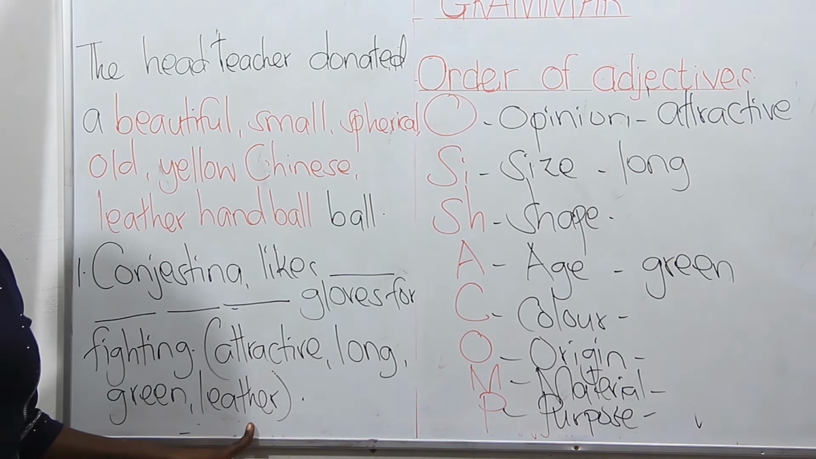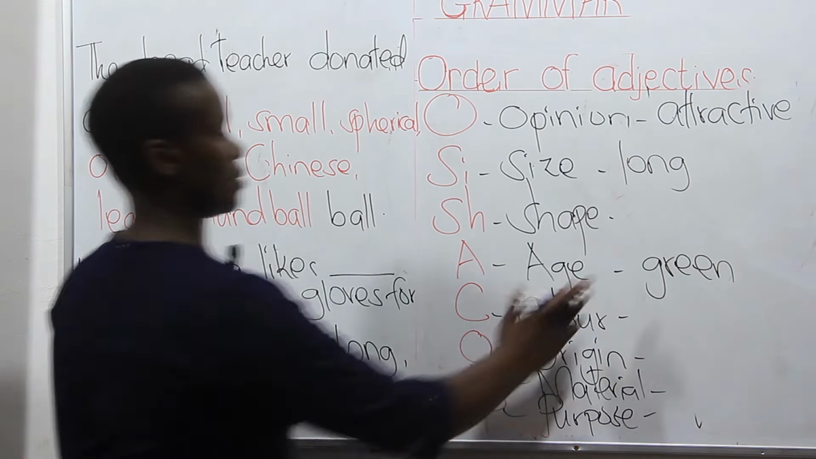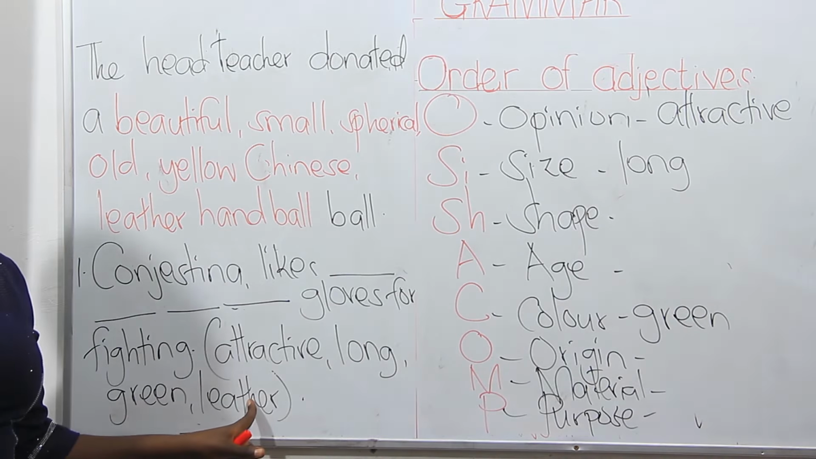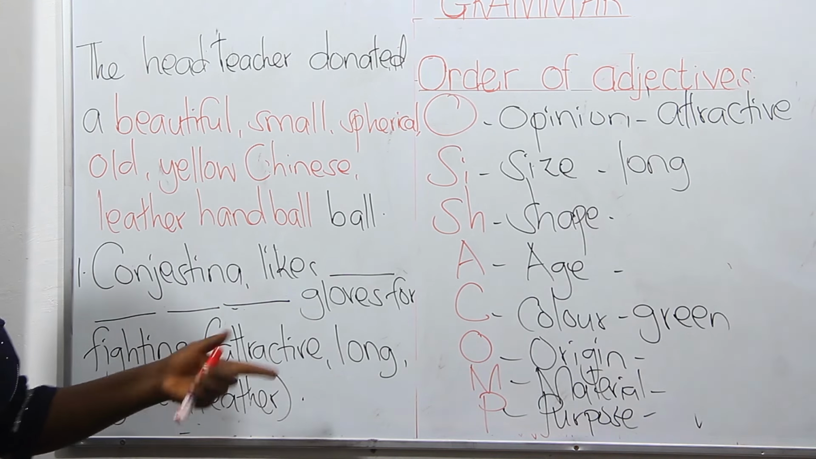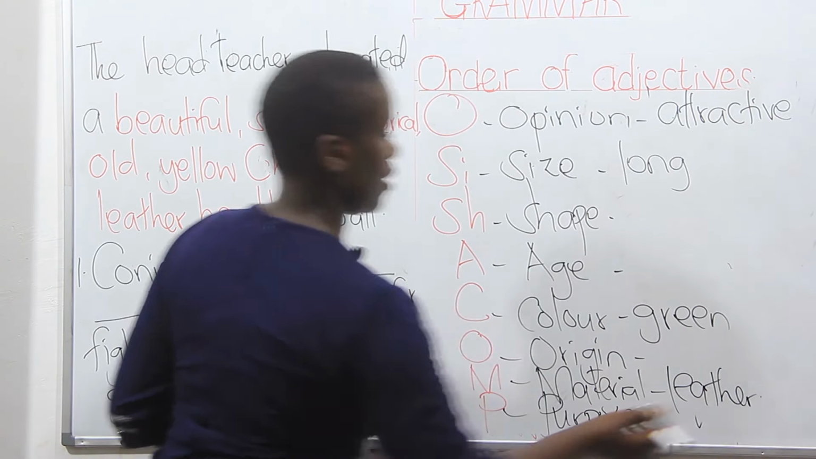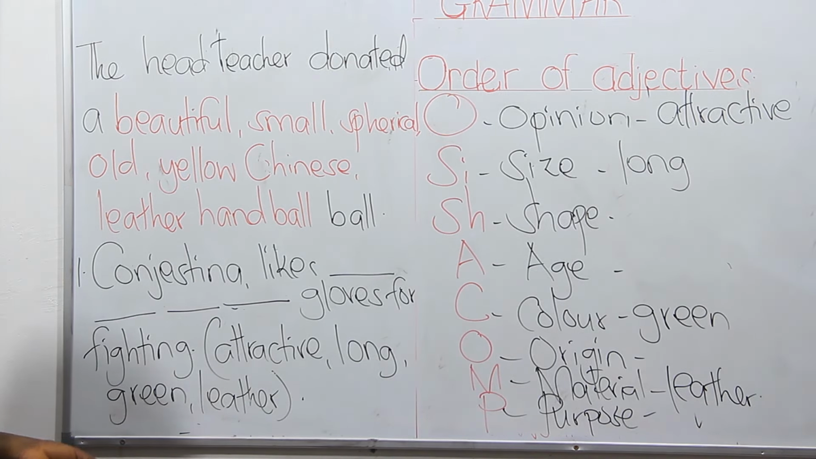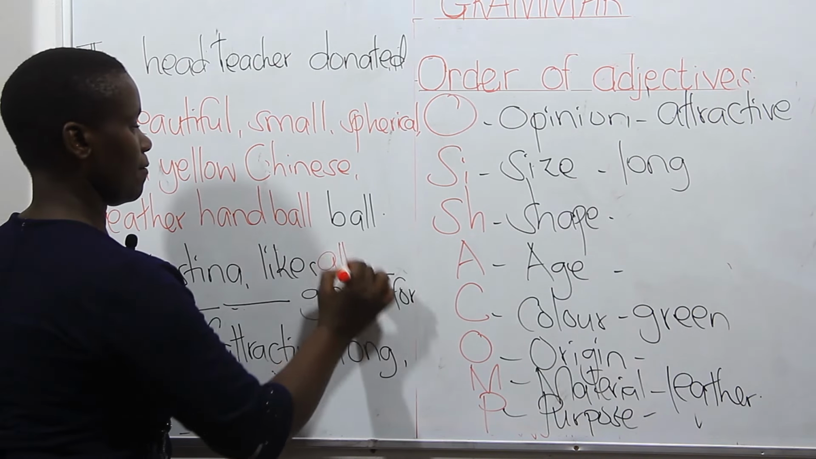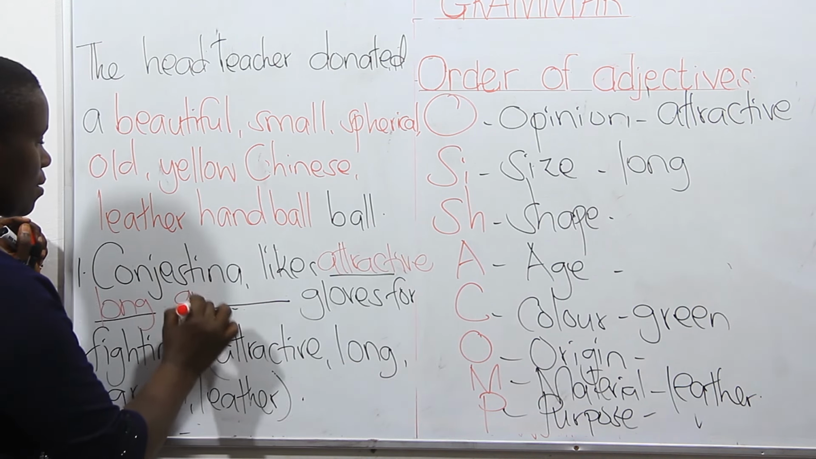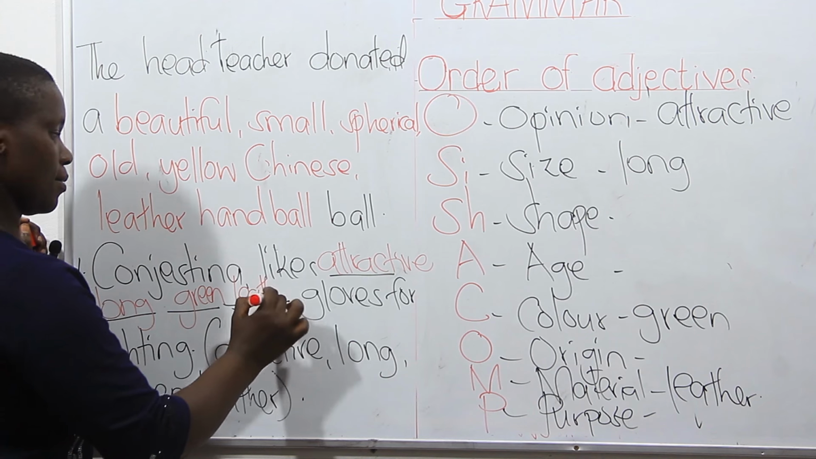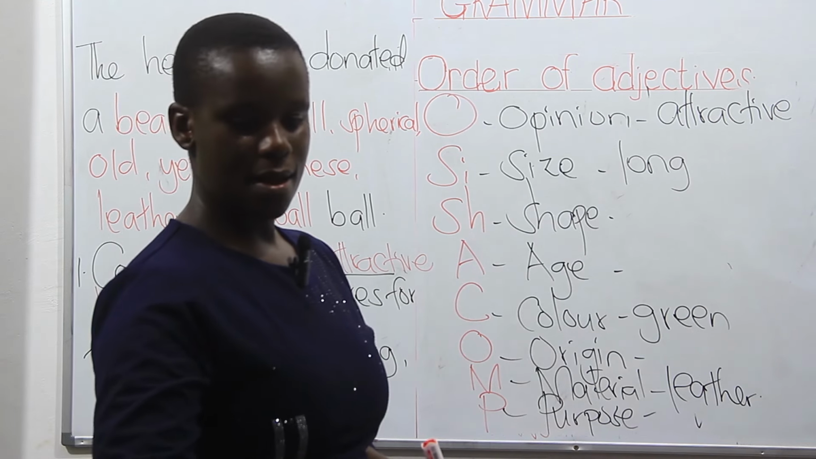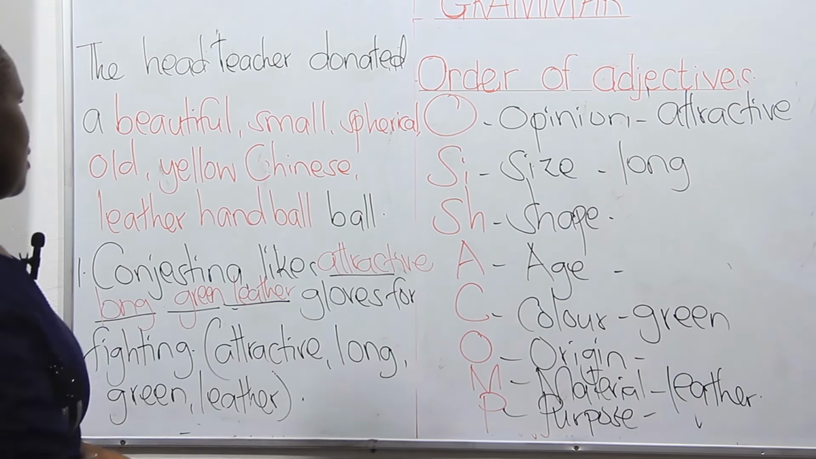Then finally we have leather. Leather is the material that has been used to make the gloves. So we write leather. So the correct form of this sentence was: Congestina likes attractive, long, green, leather gloves for fighting, and you get it correct. The last one, we can have a sentence like this.